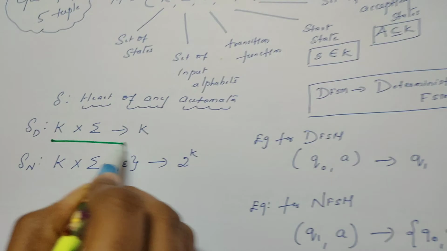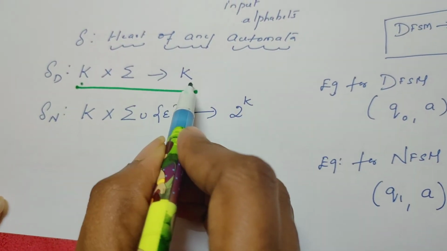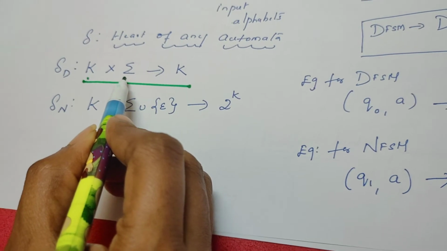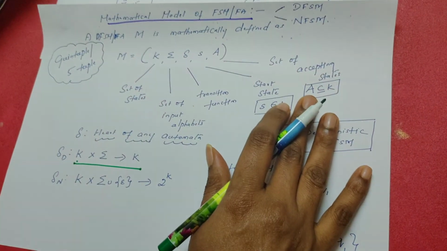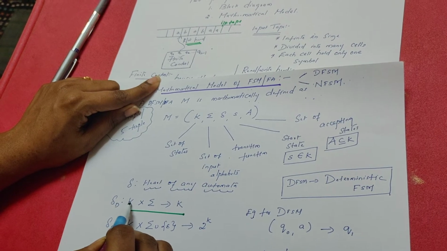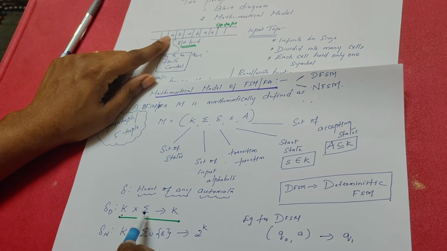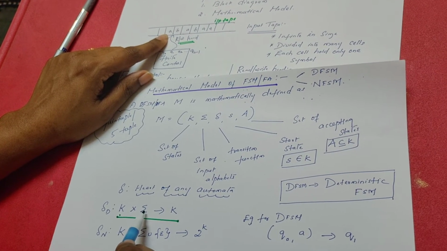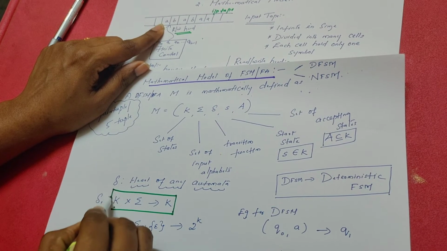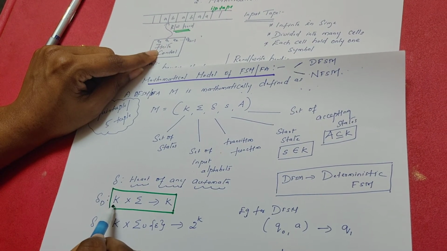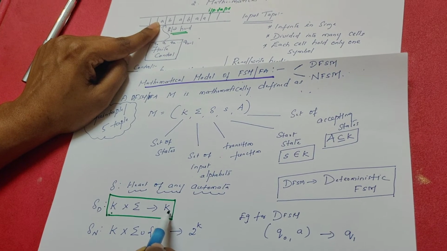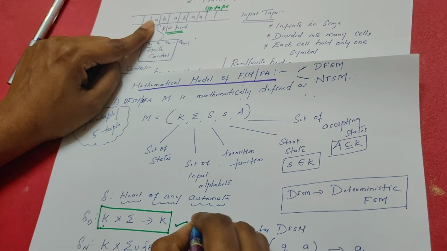Now look into this. K cross sigma, and on the right hand side it is given as K. The meaning of this transition function is, we know K is the state, sigma is the set of input alphabet. I'll just explain this transition function with the help of this block diagram. From the given state, the finite state machine may read any symbol from the input tape. After reading the input symbol from the input tape, it may or may not change its state. This is the transition function of DFSM. Let me repeat once again. From the given state, the finite state machine, on reading the input symbol from the read-write head, may or may not change its state. This is in case of DFSM.